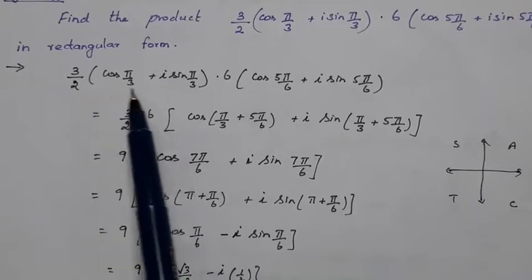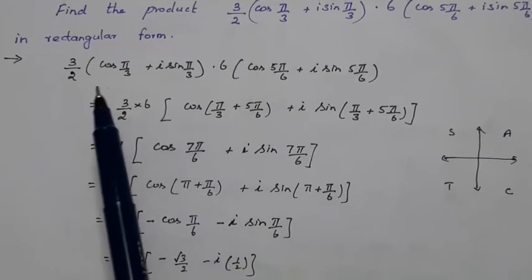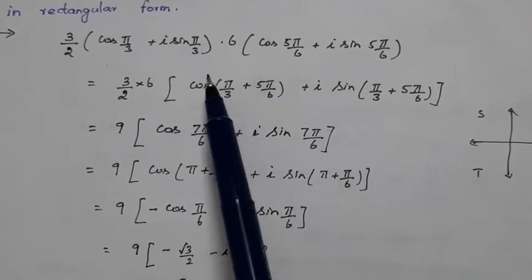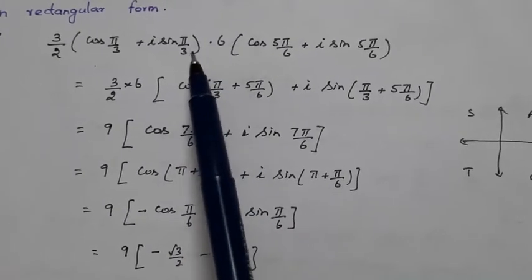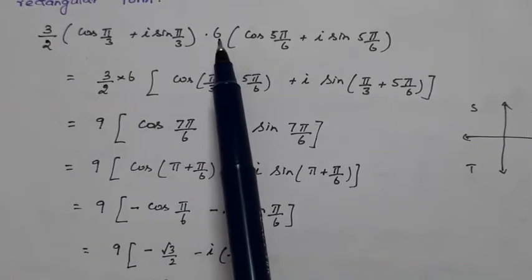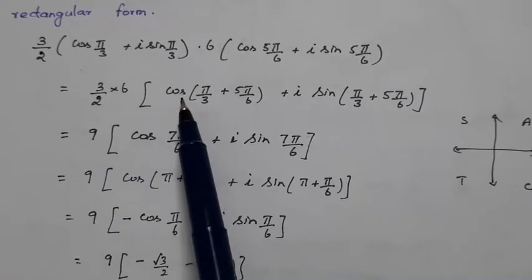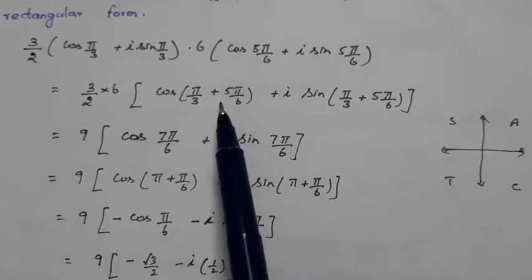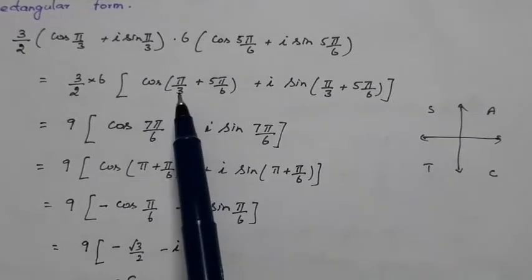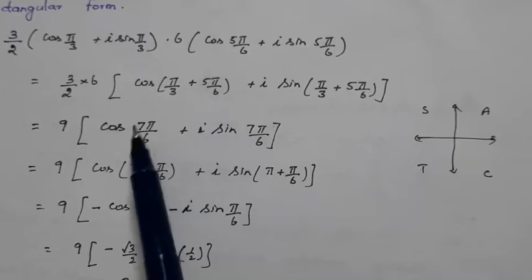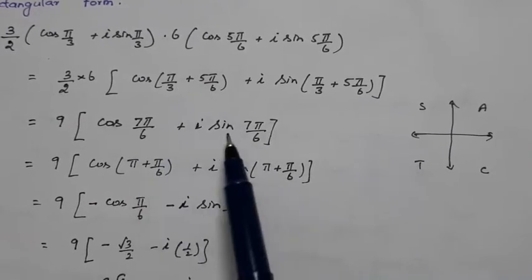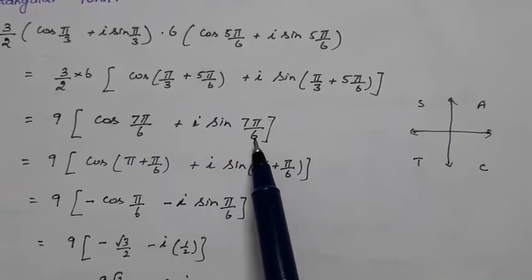So the given problem is this one. On multiplying, how will you multiply? You multiply the moduli and add the arguments. That is the method to multiply two complex numbers in the polar form. The modulus of the first one is 3 by 2 and the modulus of the second number is 6. So 3 by 2 into 6, and then cos of the sum of the arguments, pi by 3 plus 5 pi by 6, plus i into sin of pi by 3 plus 5 pi by 6. Now by adding this you will get 7 pi by 6, taking LCM 6 and multiplying by 2: 2 pi plus 5 pi is 7 pi by 6, plus i sin 7 pi by 6.